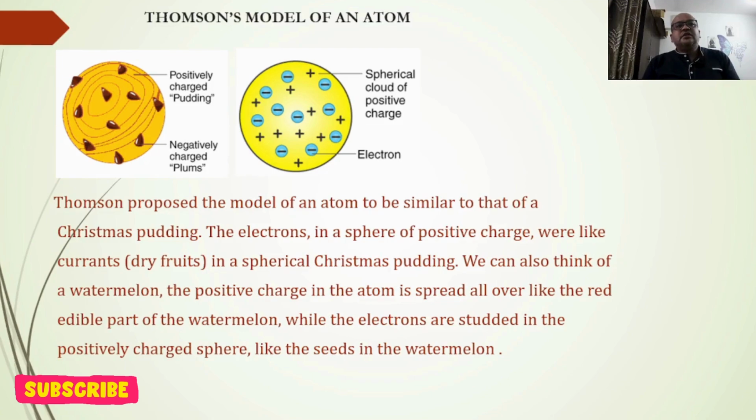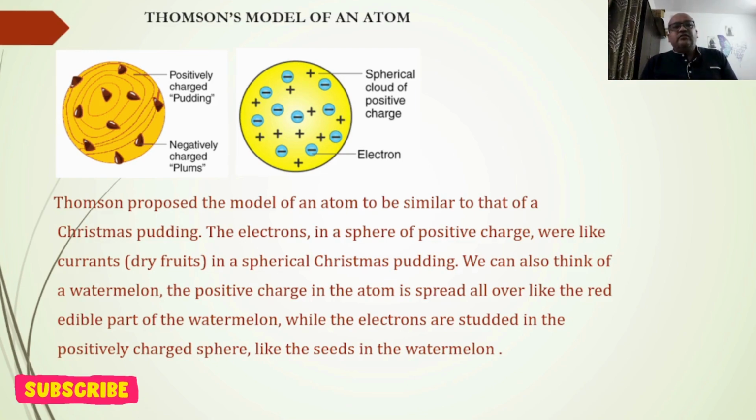So Thomson proposed the model of an atom to be similar to that of a Christmas pudding. Here you see, a Christmas pudding is there. The electrons are in a sphere of the positively charged pudding, right? See here, it's positively charged pudding. The negatively charged electrons are embedded into this, right?